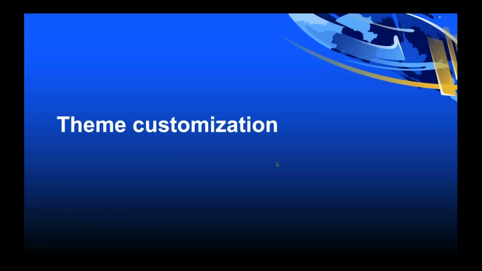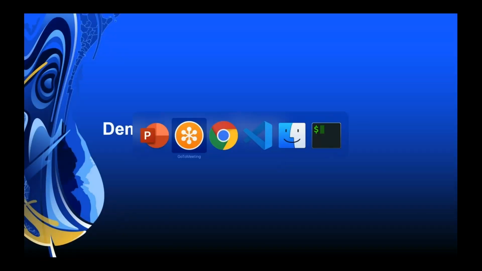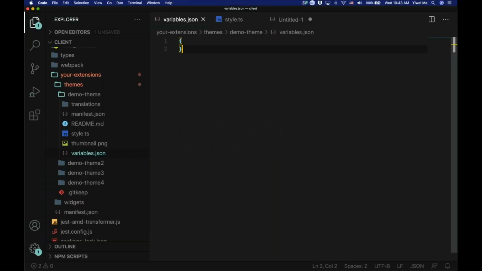Okay, and then last, I'm going to do a demo on theme customization. There are two approaches to create a new theme. The first one is to overwrite the default theme variables within a JSON file. The second approach is to provide additional style modules or style sheets in the theme folder. So let's go to the demo.